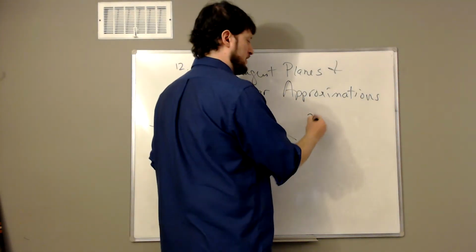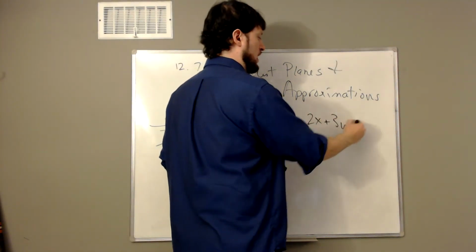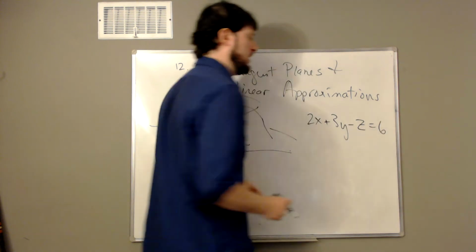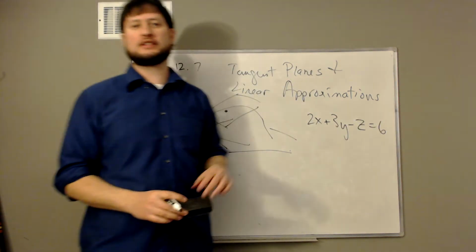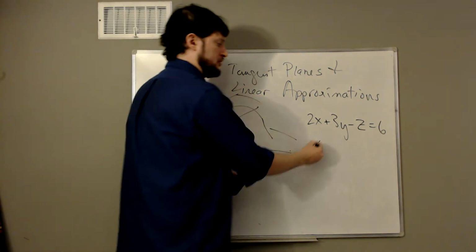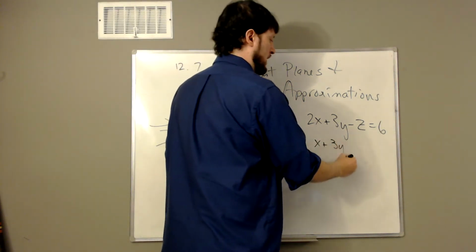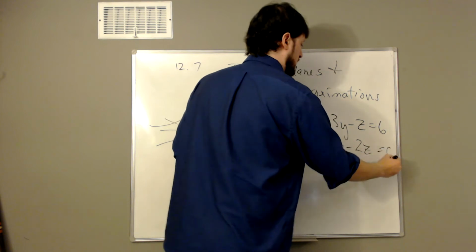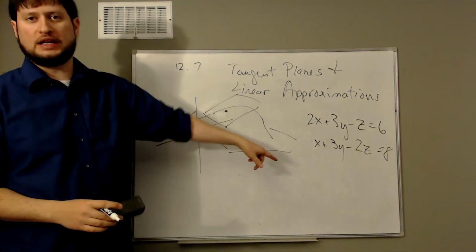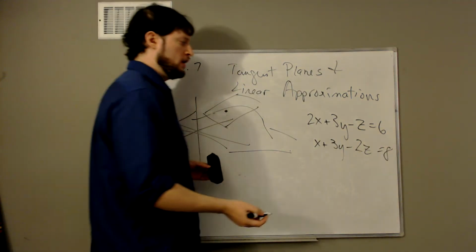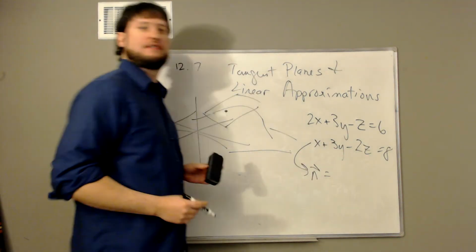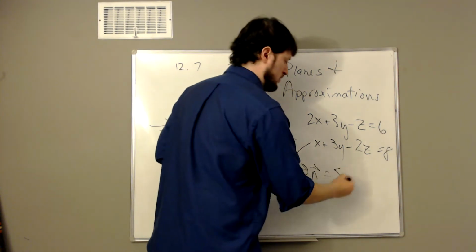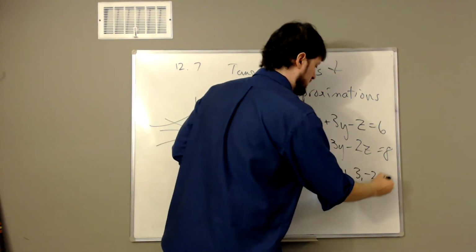Recall that a plane is something like 2x plus 3y minus z is 6. This is an equation of a plane where we have as linear as possible with all three variables, or x plus 3y minus 2z is 8. Right? These are both planes. Also recall that for this particular plane, I have a normal vector, which is 1, 3, minus 2.